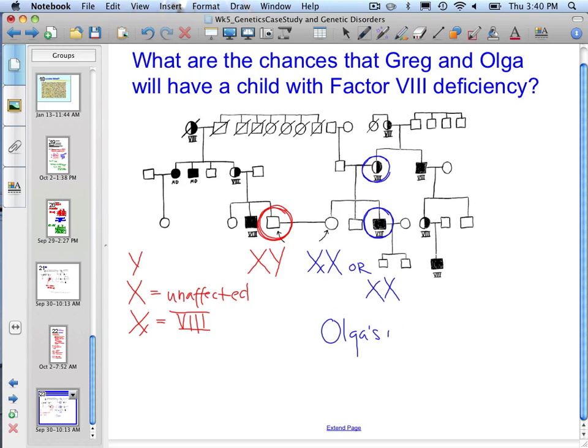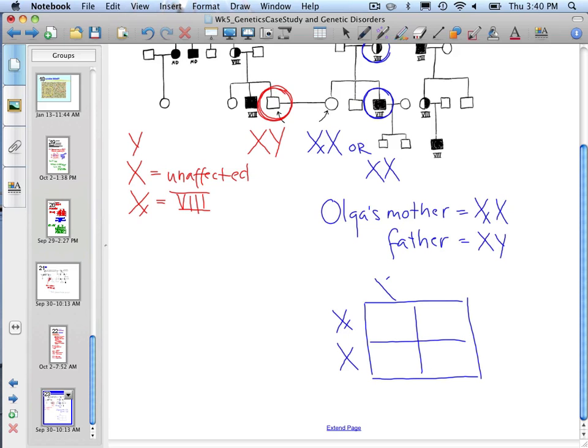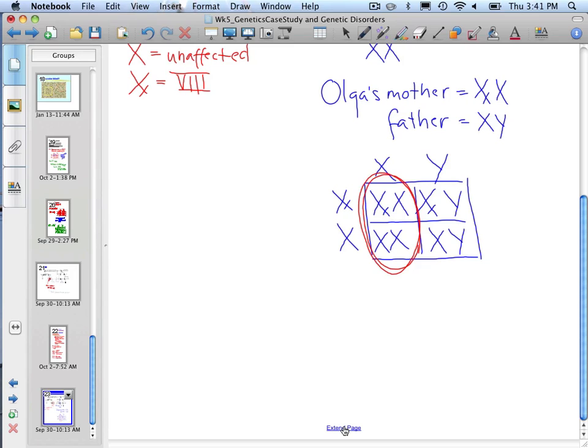We know Olga's mother's genotype is heterozygous because, like we said before, she passed the factor 8 deficiency allele to her son. We also know that Olga's father has an unaffected X because he is unaffected by factor 8 deficiency. So I'm going to do this Punnett square quickly just to show all the possible outcomes. We only need to look at the females in the Punnett square to determine if Olga is a carrier because Olga is female. So if we look at the two boxes that are female of the four, we see that there's a 50% chance that Olga is a carrier.